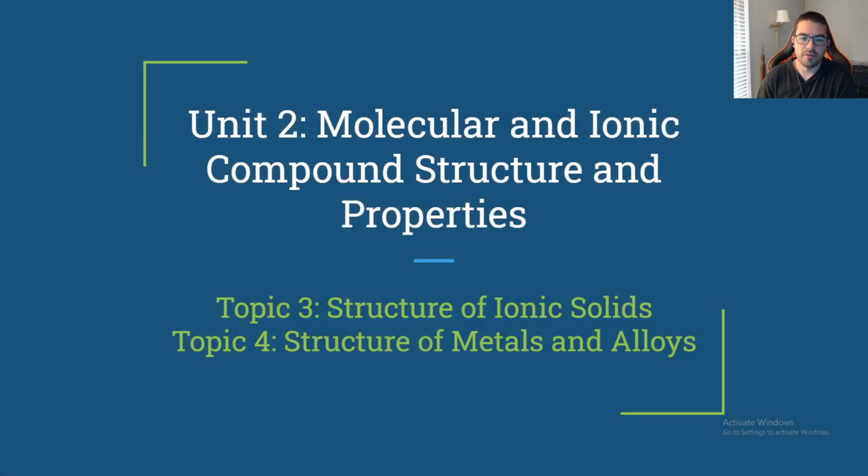We're going to be talking about two different topics today. We are still in Unit 2, Molecular and Ionic Compound Structure and Properties. I'm lumping together Topic 3 and Topic 4 for a couple of reasons. First of all, we've already talked a bit about ionic solids, so there isn't a ton of new info here. And then also Topic 4, Metals and Alloys. This stuff just isn't really all that difficult. So there's not a ton of new stuff for us to cover, and it's not really anything super challenging. So I think it's totally fine to lump these two topics together, at least for the video.